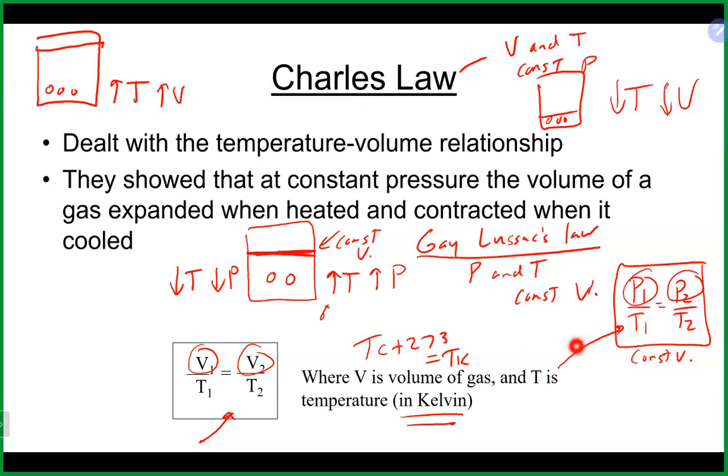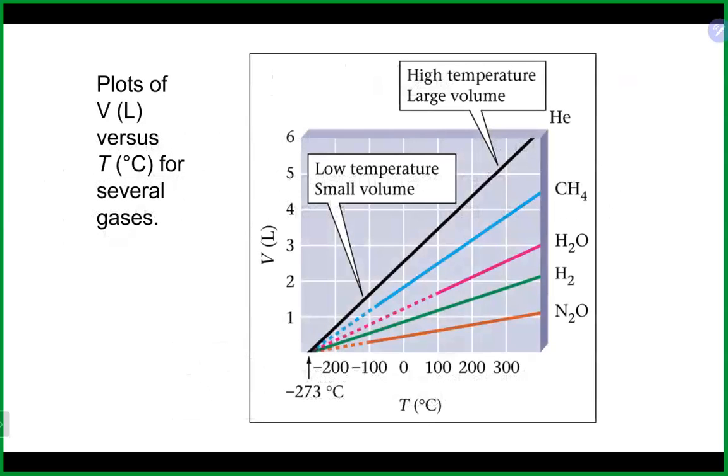The reason why pretty much in all gas laws you need the temperature to be in Kelvin is if you take any gas and plot volume versus temperature and extend the line to the temperature line, they all hit the exact same point, which is minus 273.15 degrees Celsius. That again is the number that we basically use to convert to Kelvin.